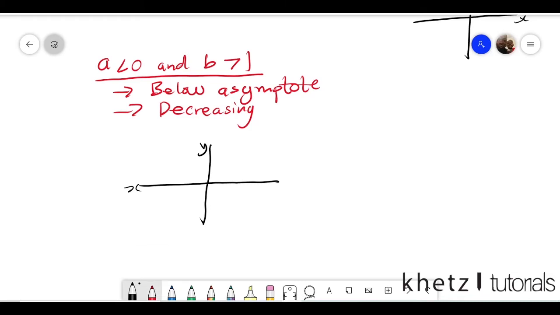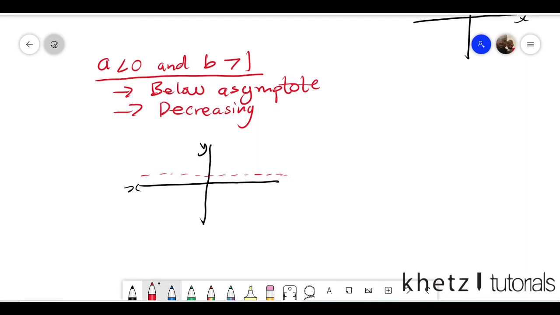Let's say it's situated above, so let's say your asymptote is basically there. So you always draw with respect to the asymptote and not necessarily the Cartesian plane itself. We are only interested in whether the graph is below or above the asymptote, because the asymptote, if you remember the definition, is basically a line which the graph approaches but doesn't touch. And so now, if we have a case where A is less than 0 and B is greater than 1, then your graph is below the asymptote and is decreasing.